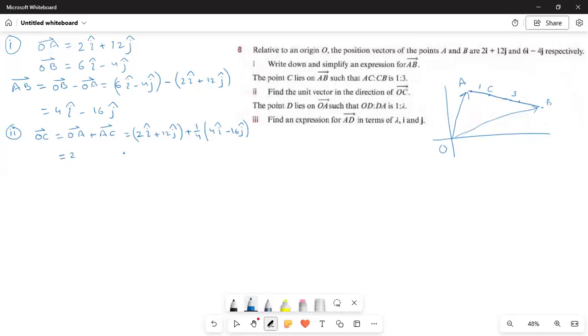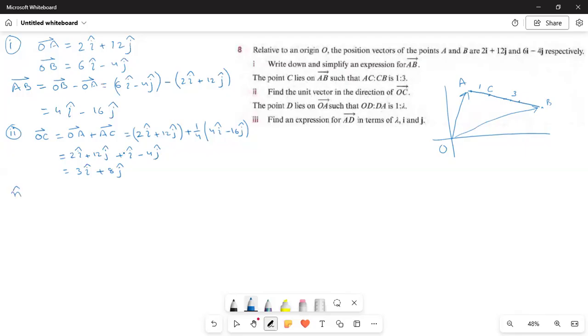Now we just simplify this. It is going to be 2i plus 12j, plus, if I divide by 4, i minus 4j. So 2i plus i is 3i, and 12 minus 4 is 8, so plus 8j. So this is my OC vector: 3i plus 8j. Now we have to find a unit vector in the direction of OC.